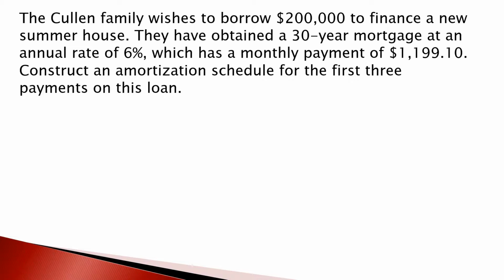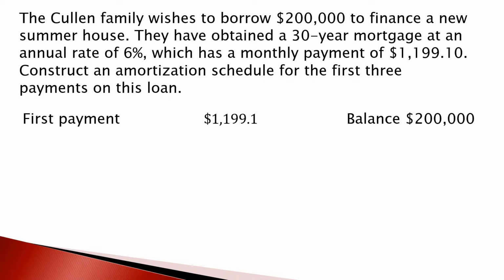Okay, let's do another example. The Cullen family wishes to borrow $200,000 to finance a new summer house. They have obtained a 30-year mortgage at an annual rate of 6%, which has a monthly payment of $1,199.10. Construct an amortization schedule for the first 3 payments on this loan.